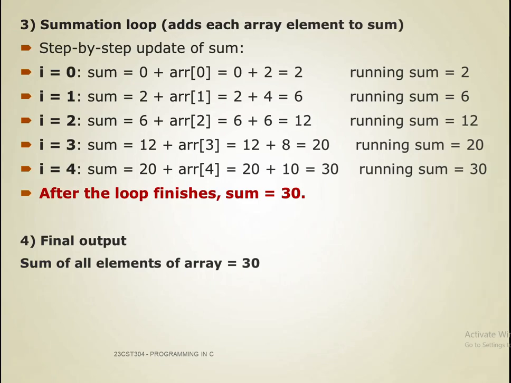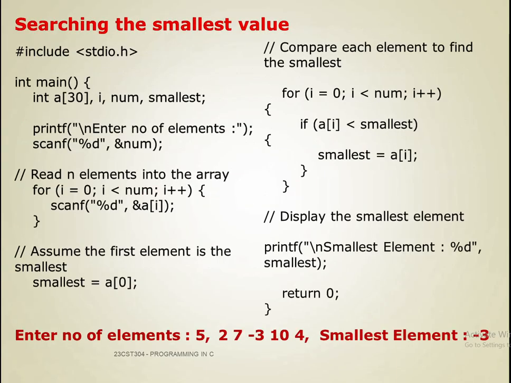Now we are going to see the program for searching the smallest value. Here we always have the first line, hash include stdio.h. It includes the standard input output library functions. Then the main function starts. After that we declare the array. Here int is the data type, a is the array name. In square brackets we have 30. So array a stores 30 integer values.